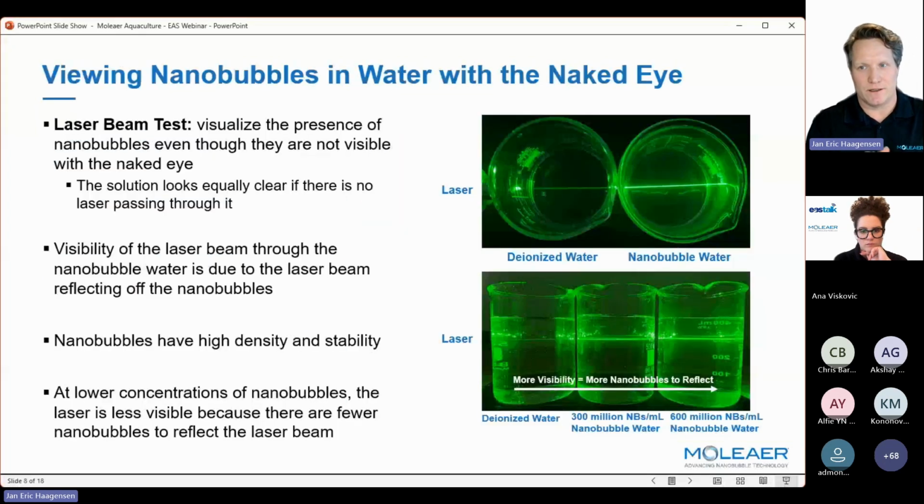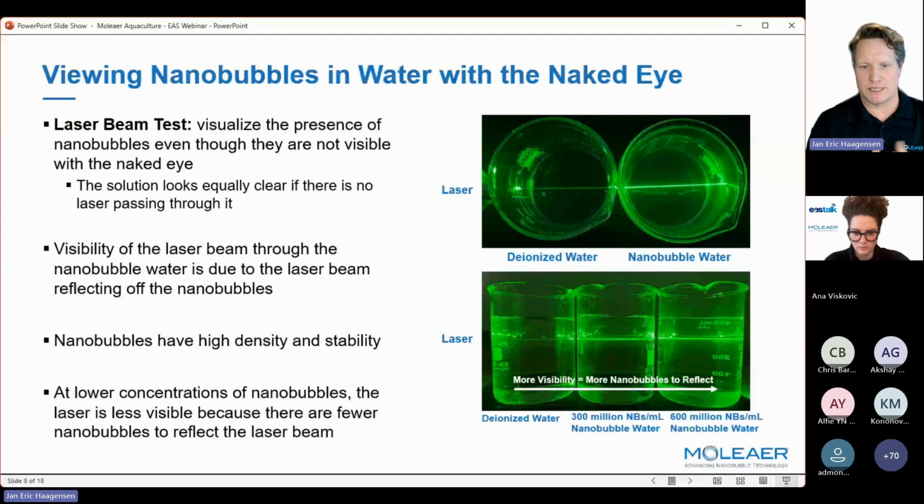You can see the presence of more particles, more nanobubbles in a system. You can't see the individual bubble. But you can easily do this with a laser beam through a glass of water with and without nanobubbles. Here, deionized on the left-hand side, and nanobubble water on the right hand. The more visibility, the more nanobubbles to reflect.